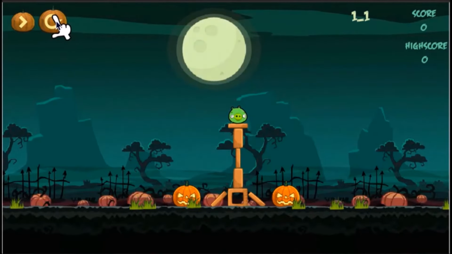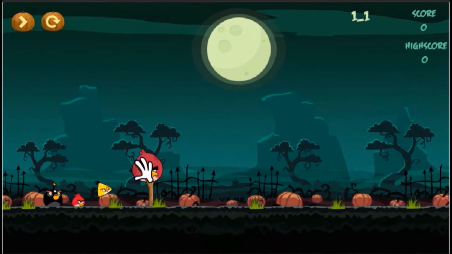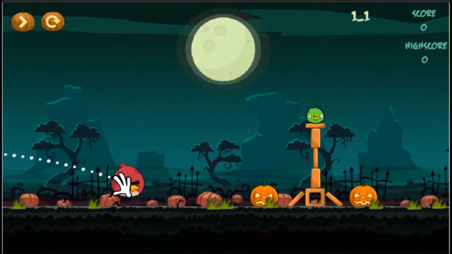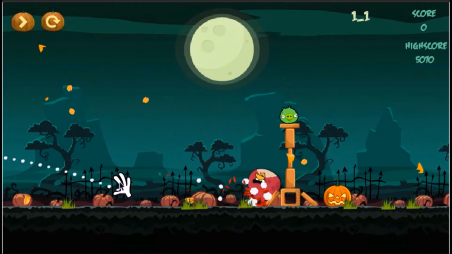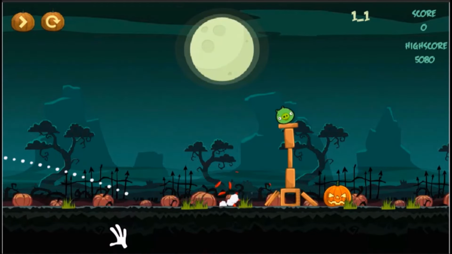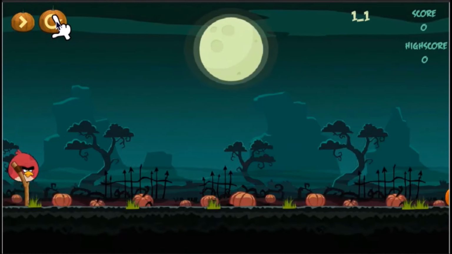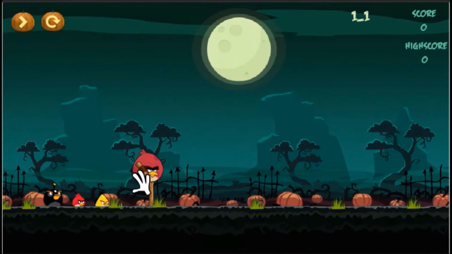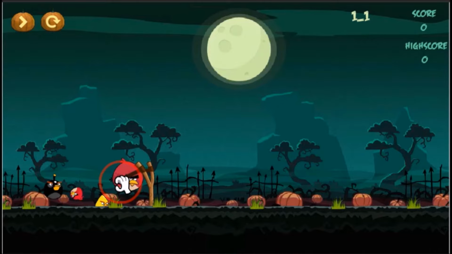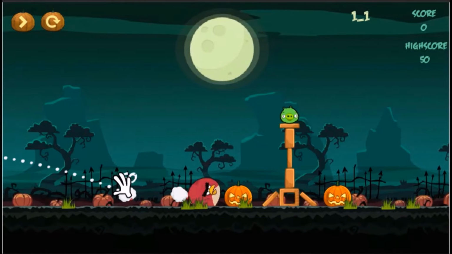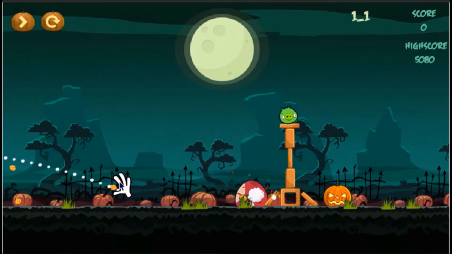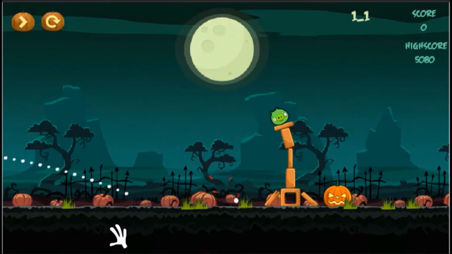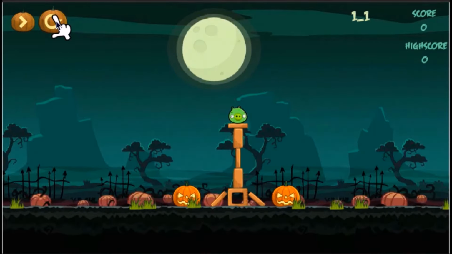Let's use this as an example to describe how energy is transferred when objects collide. When the bird flew towards the tower, it had energy because it was in motion. We know that when objects are in motion, they have energy. When the bird hit the tower, it actually transferred some of its energy to the tower. How do we know this? Well, the tower started to move. The blocks in the tower started to wobble and fall. That's because some of the energy from the bird was transferred to the tower.